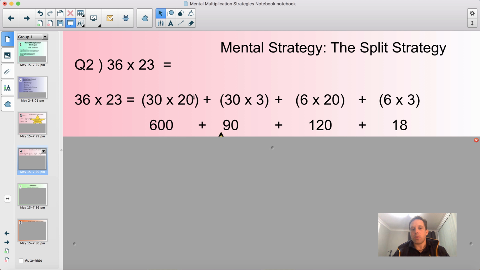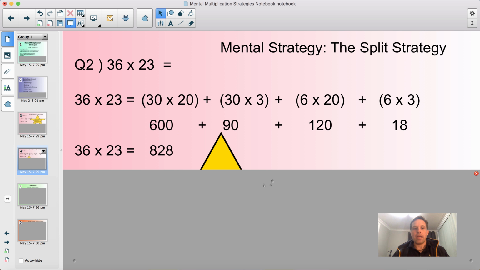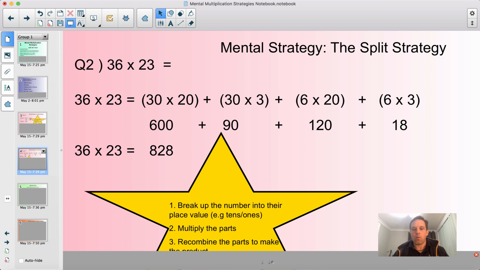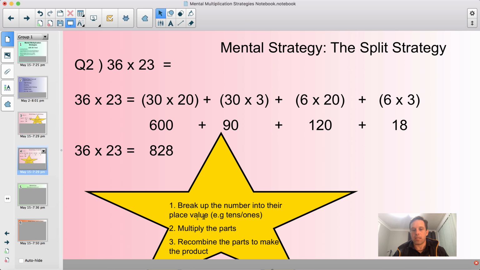So 30 times 20 we know is 600. 30 times 3 we know is 90. 6 times 20 equals 120. And 6 times 3 is 18. Once we have these, we can add them all together, allowing us to find the answer of 828. So we can say 36 times 23 in fact equals 828. Again, we've gone through the same process. We've broken it up into the numbers, into their place value.